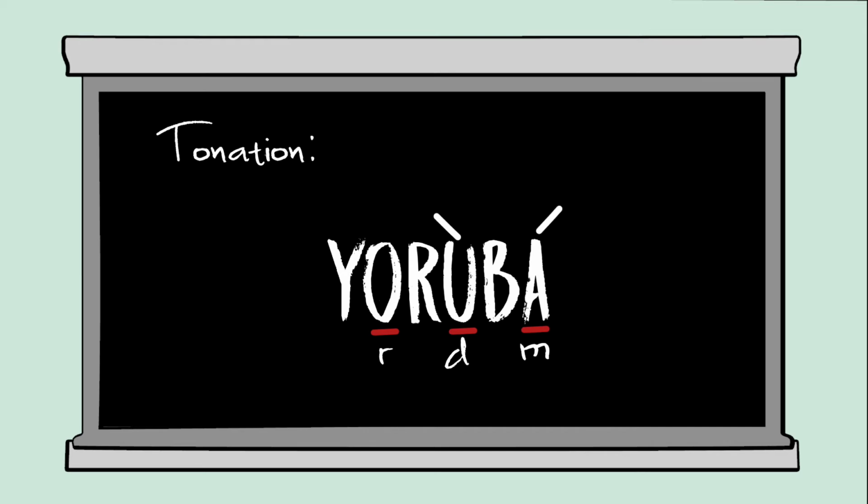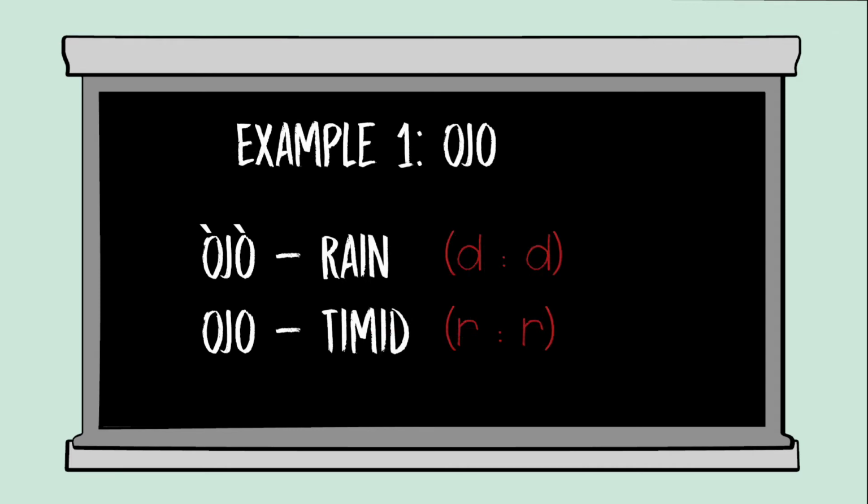The re will be applied on the o, the do will be applied on the u, and the mi will be applied on the a. This changes the pronunciation from Yoruba that we had initially to Yoruba, re, do, mi, Yoruba.